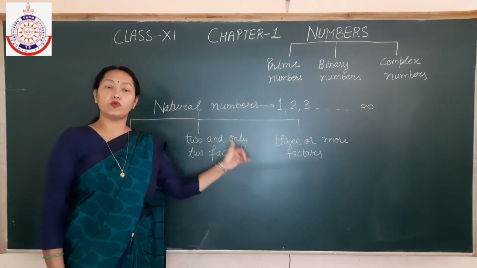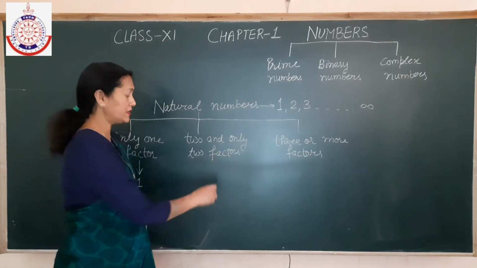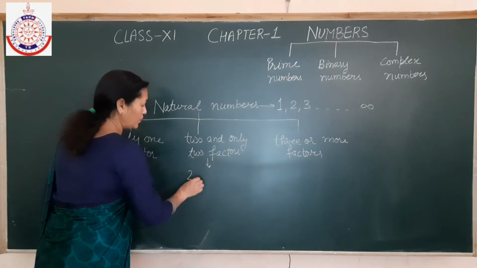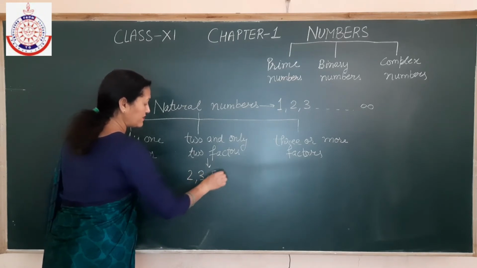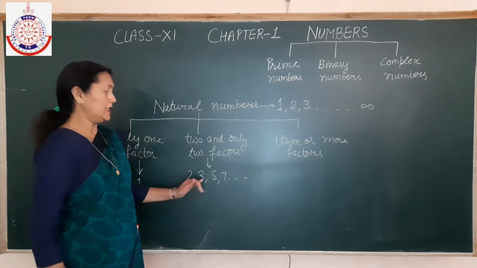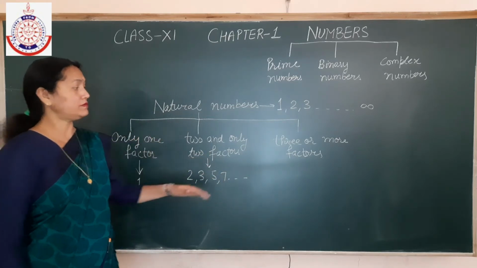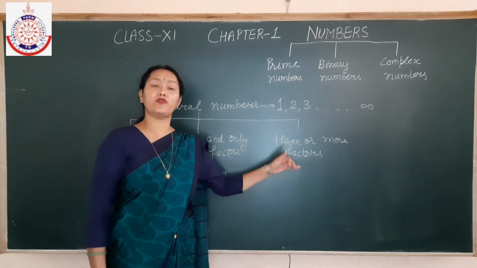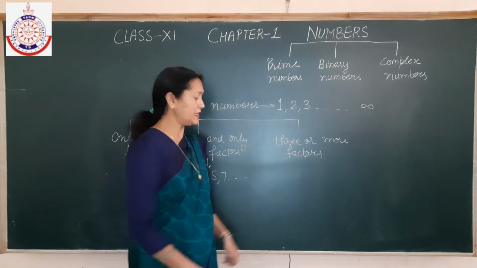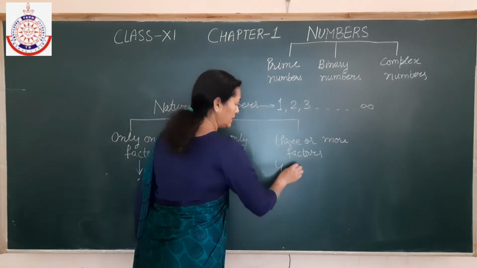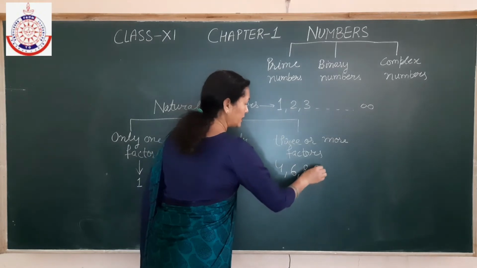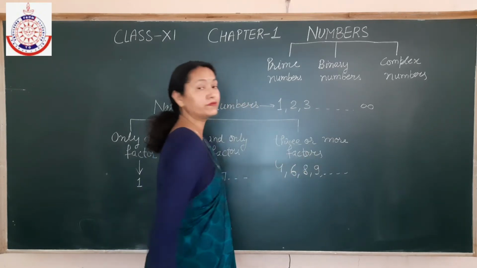Numbers having 2 and only 2 factors will be 2, 3, 5, 7 and so on. These numbers come in their own table and in the table of 1. Then we have numbers having 3 or more than 3 factors like 4, 6, 8, 9 and so on.